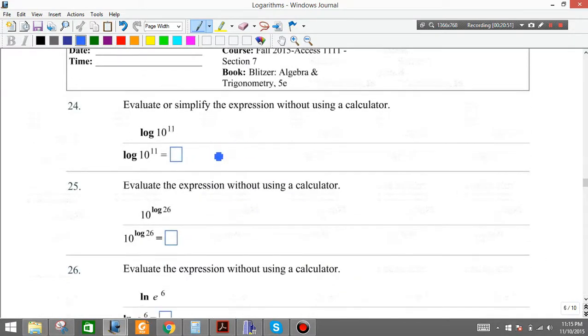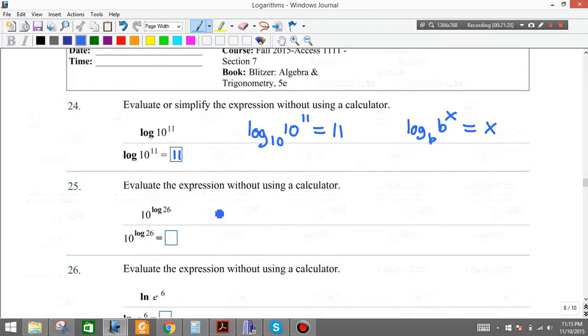These 24 and 25 are testing this idea that, again, if I write log without an obvious base, then the base is assumed to be 10. So this is really log base 10 of 10 to the 11th. And as we said earlier, if you have log base b of b to the x, then you just flat out get x. They cancel completely. And so the log base 10 of 10 to the 11th is just flat out 11. They cancel.